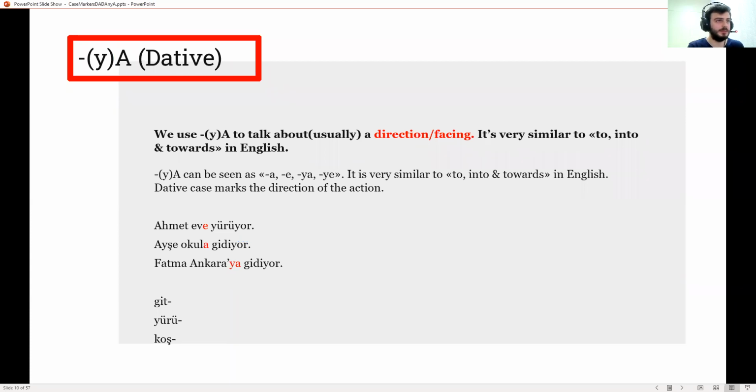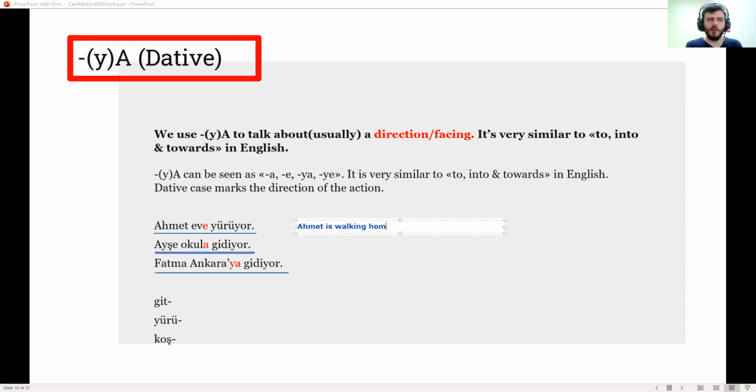And I have some examples over here. As I said, we usually use it with the verbs that have a direction in them, like I am going, I am looking. If your body is directed to that object, then most of the time we use this a, e, ya, ye. So I have some examples over here. Ahmet eve yürüyor. Ayşe okula gidiyor. Fatma Ankara'ya gidiyor. Sorry, I forgot to write down the English meanings of them, but probably most of you know.